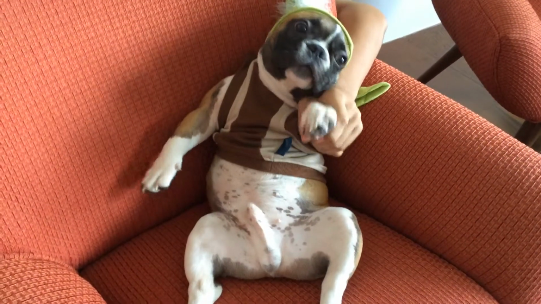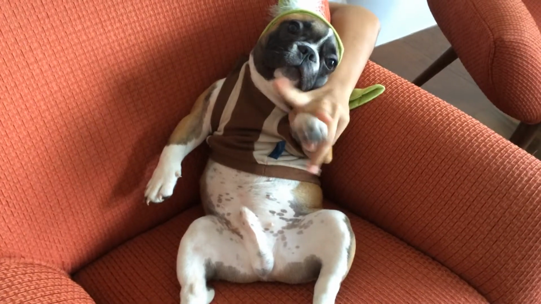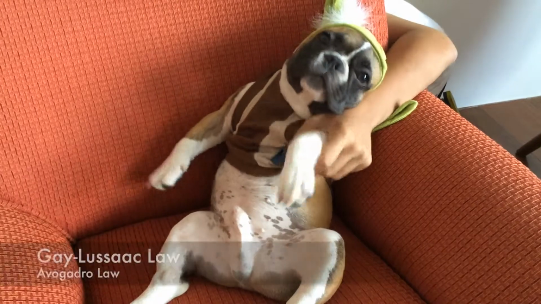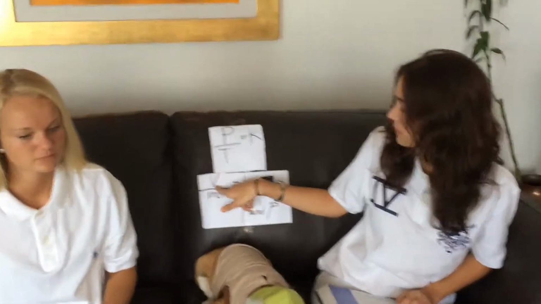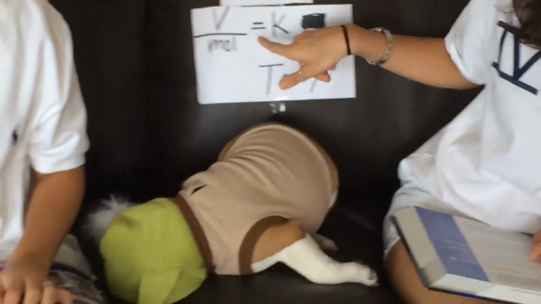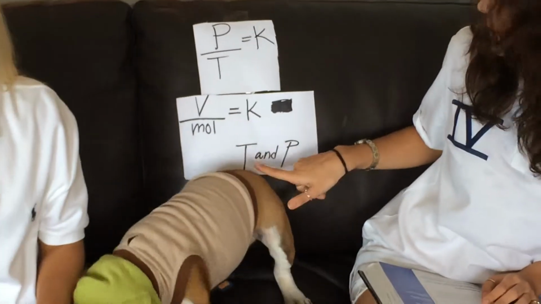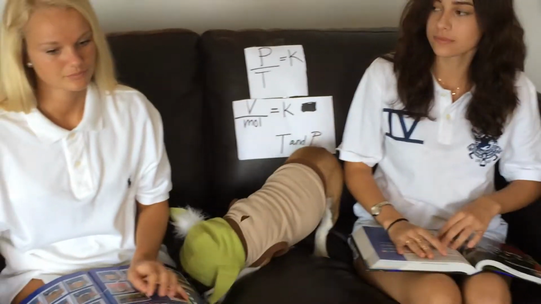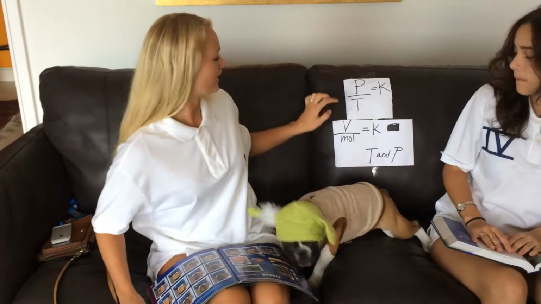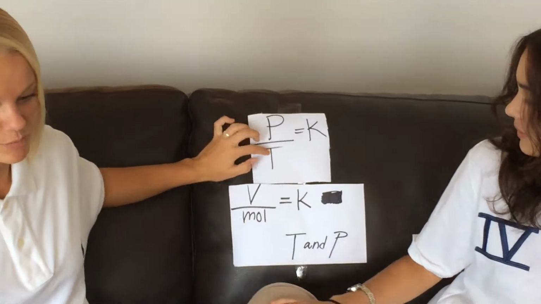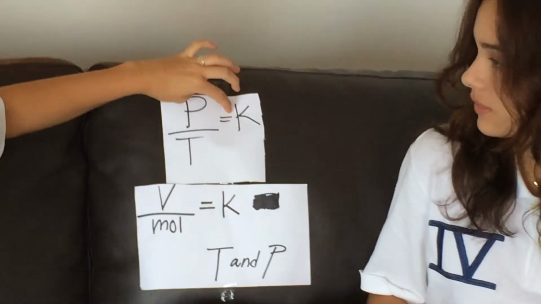From what you learned yesterday, can you tell me the two remaining laws? The two remaining laws are the Gay-Lussac law and the Avogadro law. Please tell them to me. Avogadro stated that the volume divided by the number of moles equals a constant, as long as temperature and pressure remain the same. In addition, Gay-Lussac said that pressure divided by temperature equals a constant.